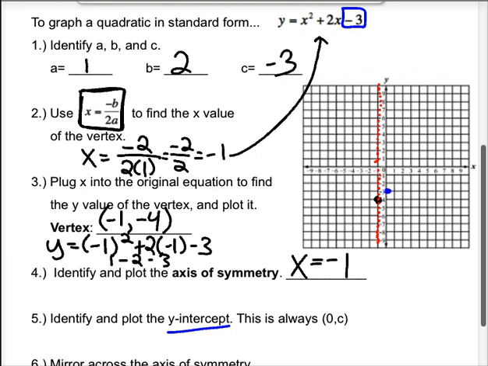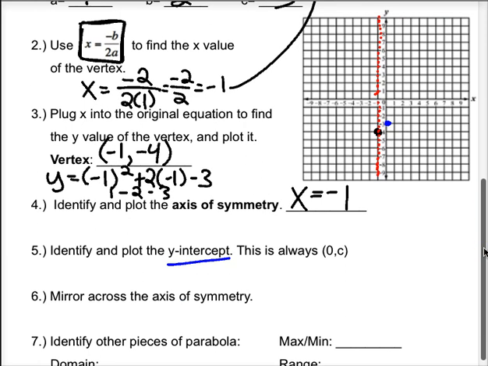And now the cool thing that you get to do is mirror it across the axis of symmetry. So it's 1 away from the axis of symmetry. So that means I get an identical point 1 away on the other side of the axis of symmetry. And now that I have those points, now I can sketch my curve, and there is my parabola. So again, it's not difficult. It's just a set of rules that you're going to have to remember.